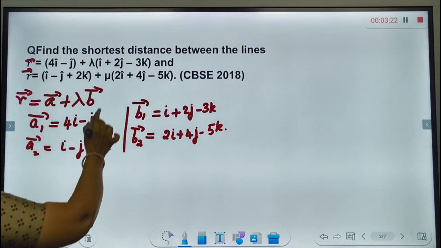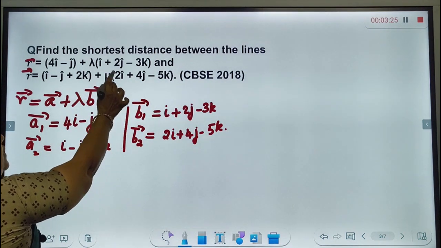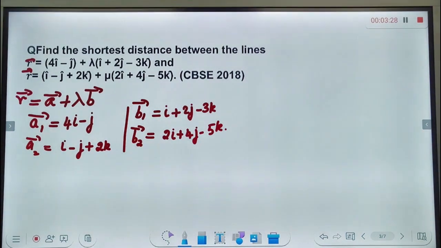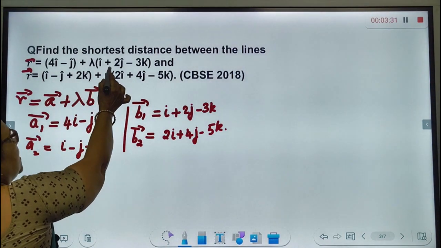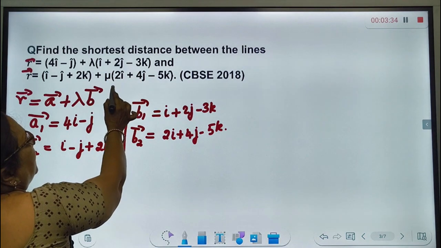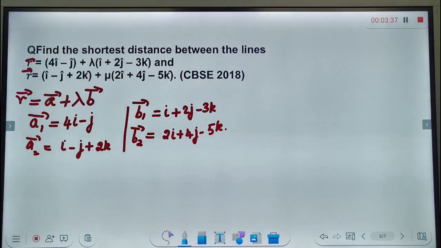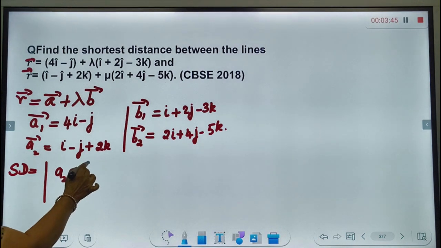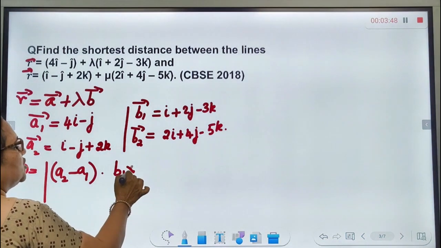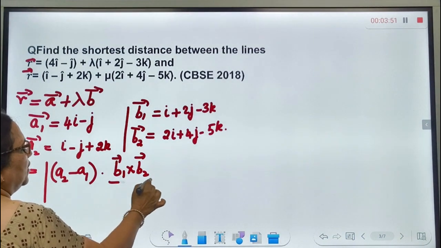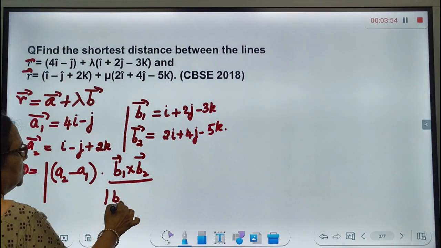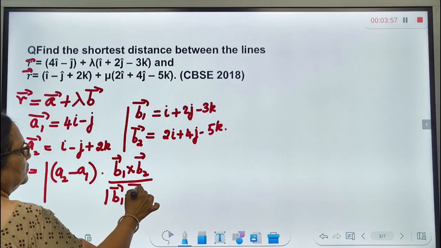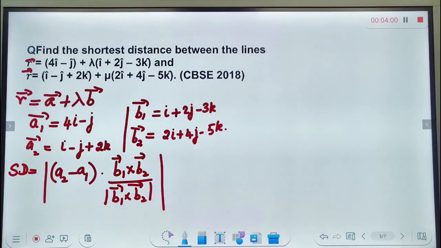Now you can first look at the straight lines. If they are parallel, then the drs will be the same. You can see that the drs of the first line is given by 1, 2, minus 3. Second line is given by 2, 4, minus 5. Therefore, they are not parallel. Then the shortest distance is given by a2 minus a1 dot b1 cross b2 by modulus of b1 cross b2. Since it's a distance, we always take the absolute value.